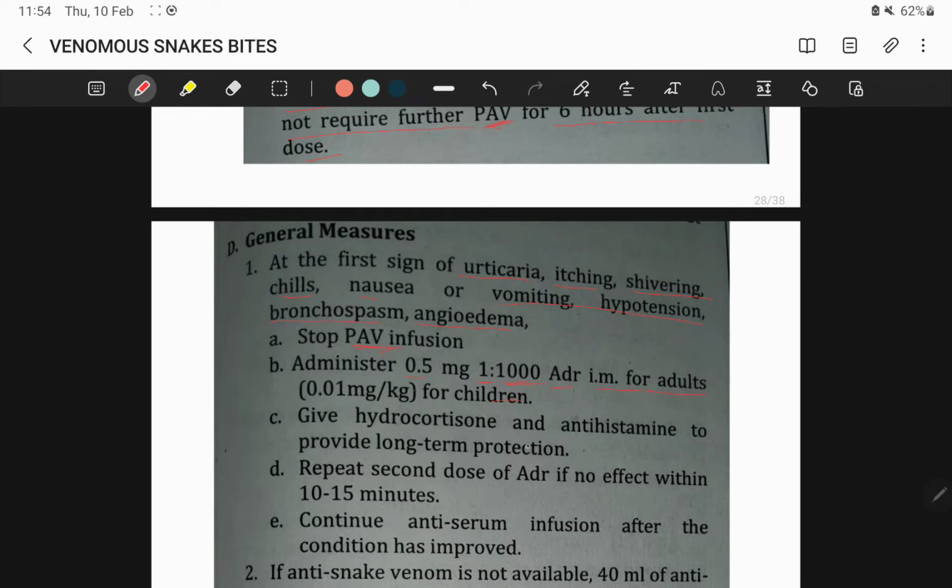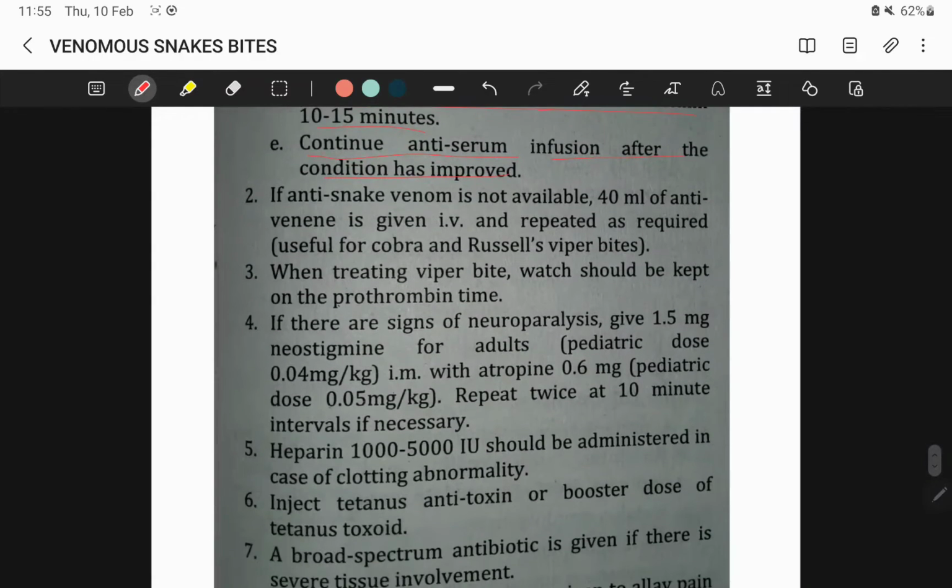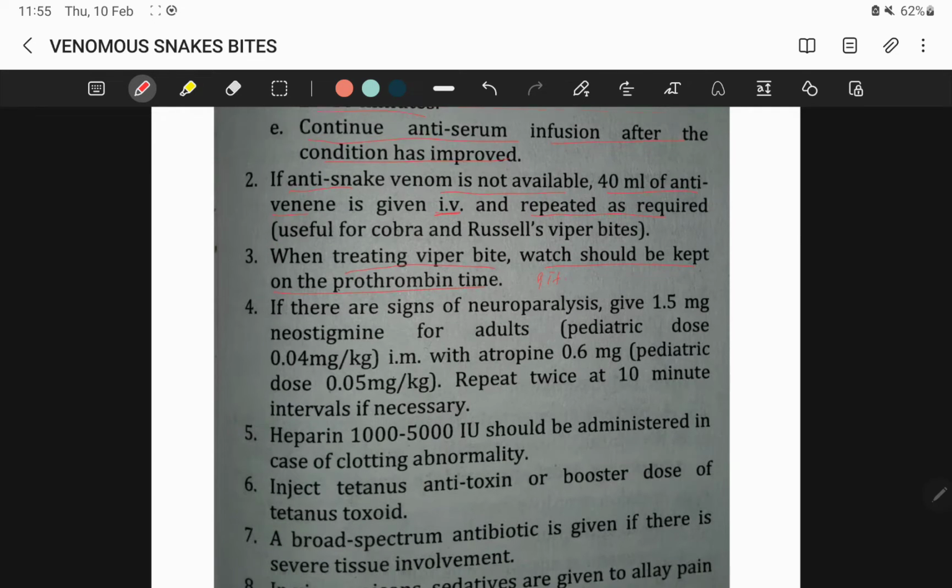Then we give hydrocortisone, a steroid, and antihistamine for long-term protection, and repeat the second dose of adrenaline if there is no effect within 10 to 15 minutes. We continue the antiserum infusion after the condition has improved. If anti-snake venom is not available, then 40 ml of antivenin is given IV, repeated as required. When treating a viper bite, watch should be kept on the prothrombin time, and PTT should be calculated.